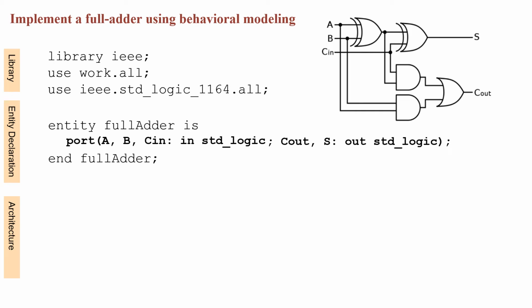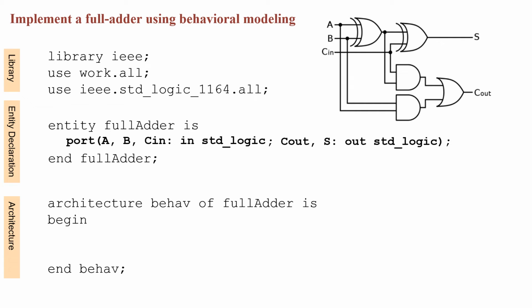The last part in our code is going to be the architecture part. I'll call the architecture behave. So we'll say architecture behave of full adder is begin and end behave. And in between begin and end, we're going to write the expressions for each of our outputs using behavioral modeling. We have 2 outputs, S and Cout. Let's start by defining Cout as A XOR B, ANDed with Cn, ORed with A and B.